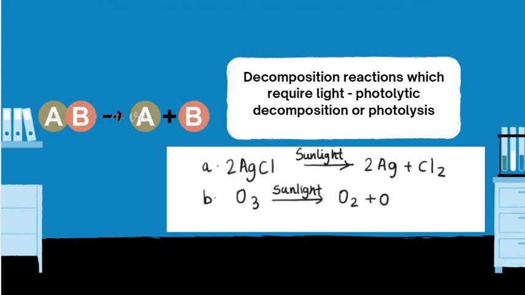We move to the second type of decomposition, that is the decomposition reaction which requires light, or photolytic decomposition, or photolysis. Decomposition using light is known as photolysis. Let us look at two examples under this. The first one is 2AgCl under sunlight will give us 2Ag plus Cl2. The second example is O3 under sunlight. O3 is known as ozone, and will give us O2, which is oxygen, plus O. I hope this was clear.